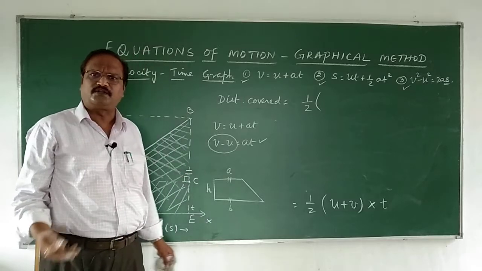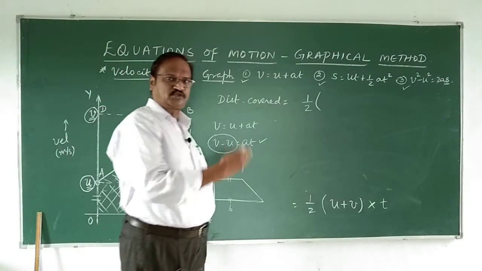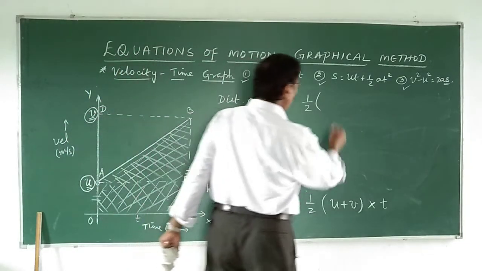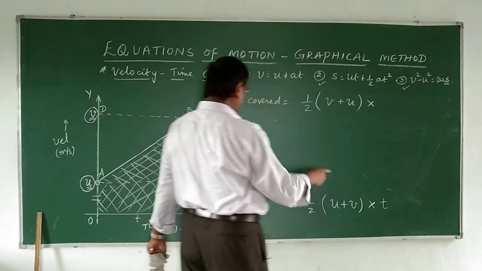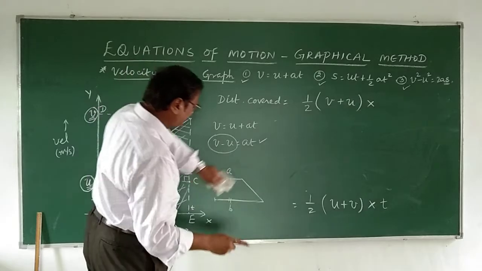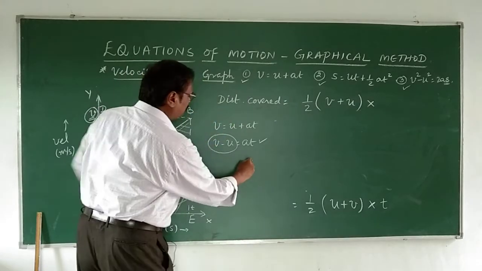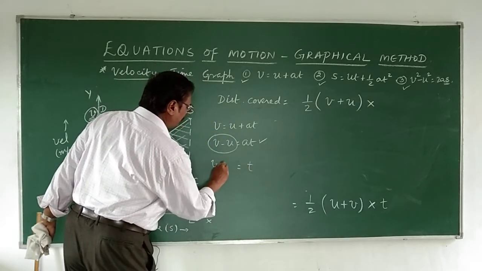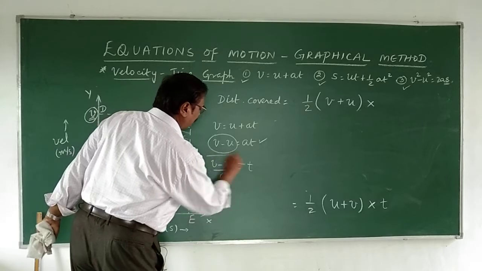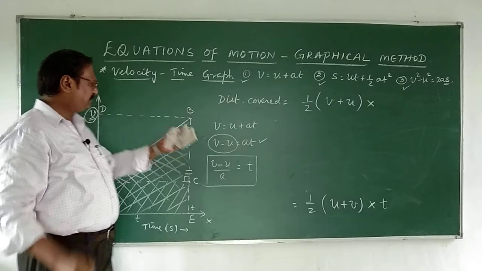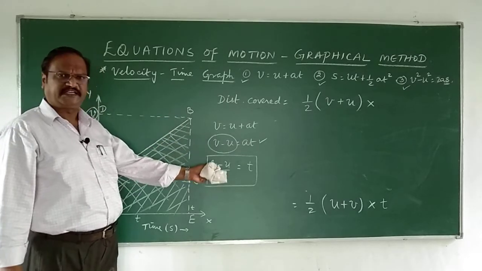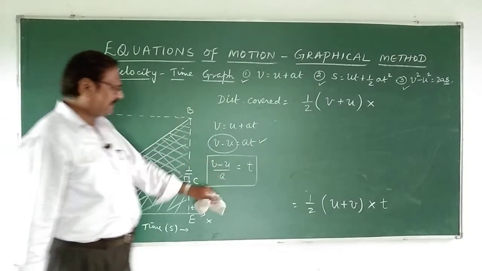A plus B is equal to B plus A. 1 plus 2 is equal to 2 plus 1. So, V plus U multiplied by T. Again, I come back to the same equation. From this, we can say T is equal to V minus U upon A. So, I am going to substitute this. You can again do it, same, finding the slope, acceleration. We need not do that. We can take over this answer.